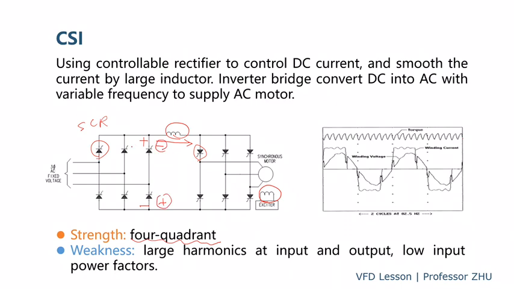So that means the converter will absorb the energy from the DC and feed back to the AC grid. Disadvantage of the CSI: on the line side, the current is similar to the load side. So it's like a square current, 120 degree, 60 degree, 120 degree. So a lot of harmonics, especially the 5th, 7th, 11th, and 13th odd harmonics on the line side. And also the input power quality is very low, especially at low light load condition.